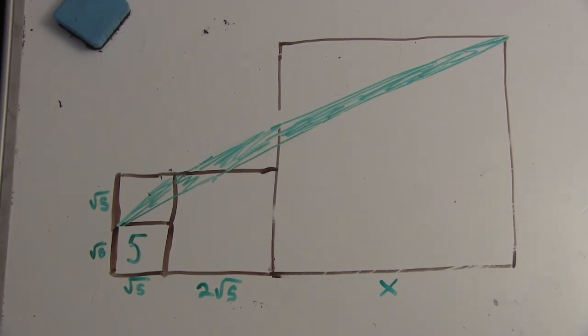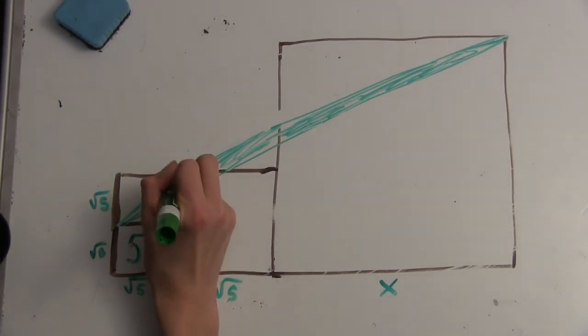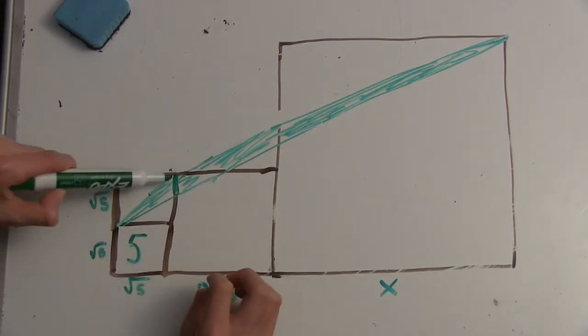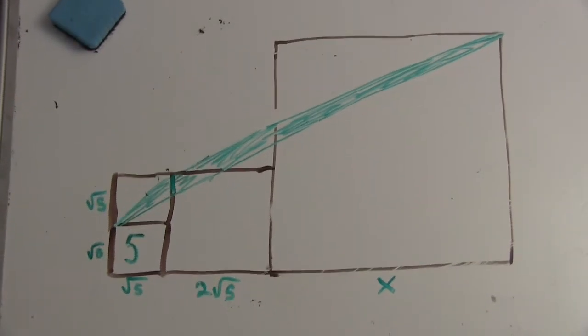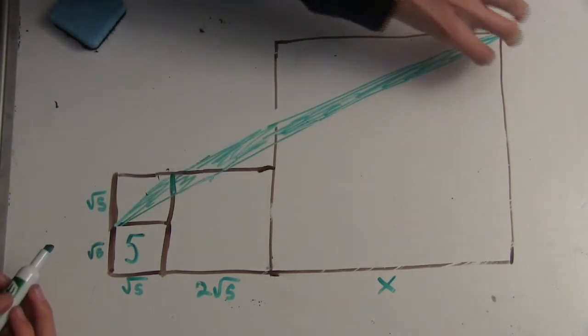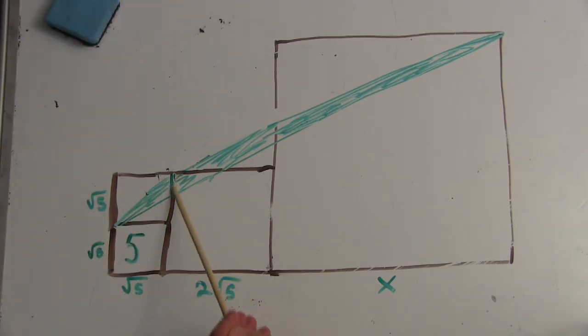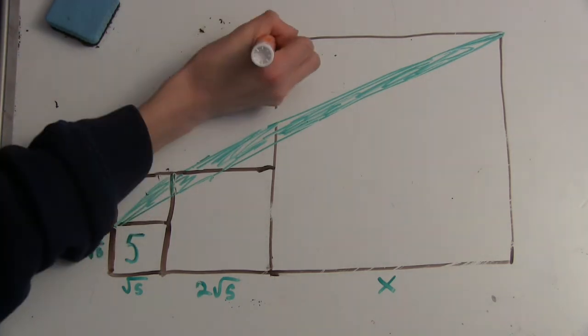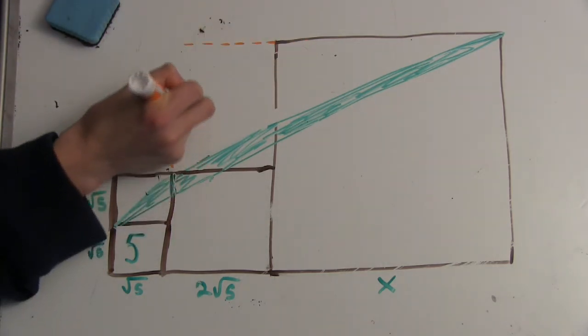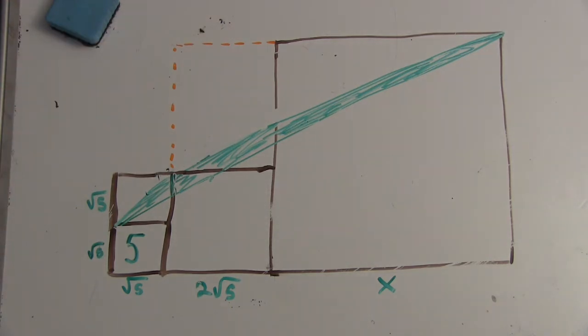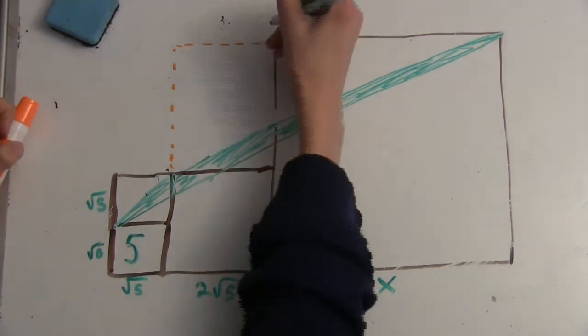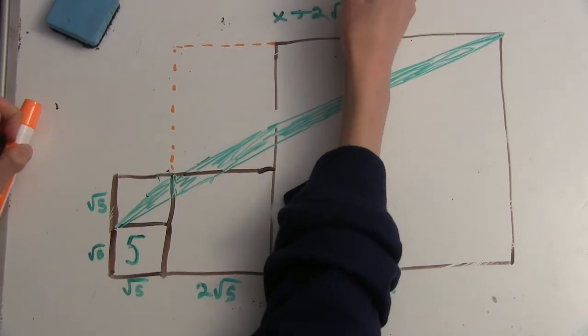And then what I wanted to try and do is find this length right here. That way you can break it up into 2 triangles, this triangle and this triangle. So this length here is what you're trying to find. Yep. Okay, great. And that's because when you draw in this here, you can easily find the height of this triangle, which is x plus 2 root 5.